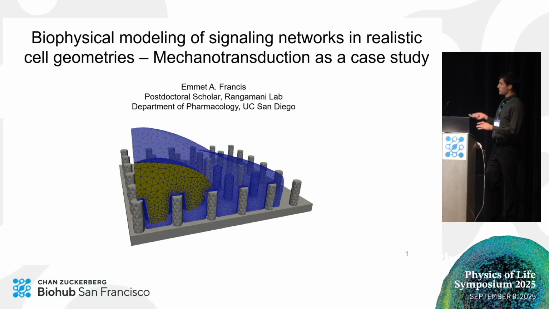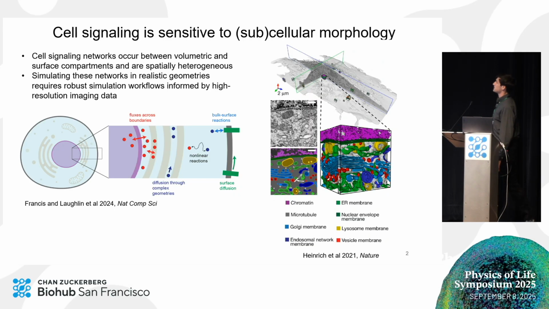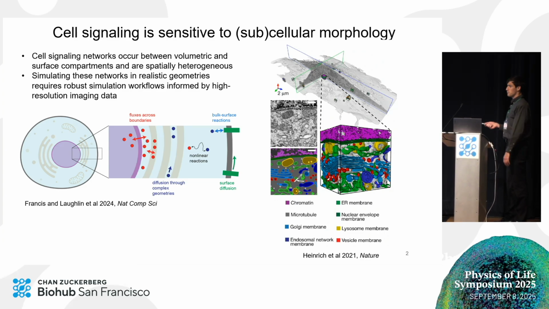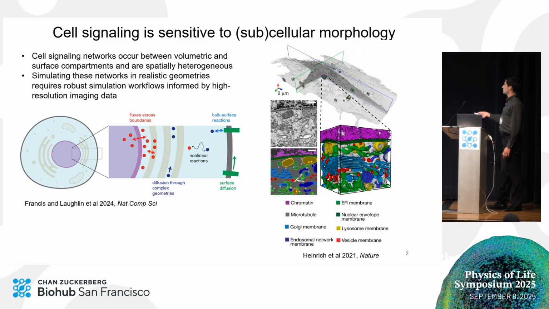I'm going to talk about one particular example of looking at realistic cell geometries and how that matters for cell signaling. So we all can probably appreciate that cell signaling is quite complicated in many ways, right? For one thing, there's a lot of different reactions occurring between many different molecular species within the cell. From the physics standpoint, there's this very interesting feature of having reactions that are occurring between different volumes within the cell and surfaces on the cell, usually consisting of membranes like the plasma membrane or membranes of organelles.